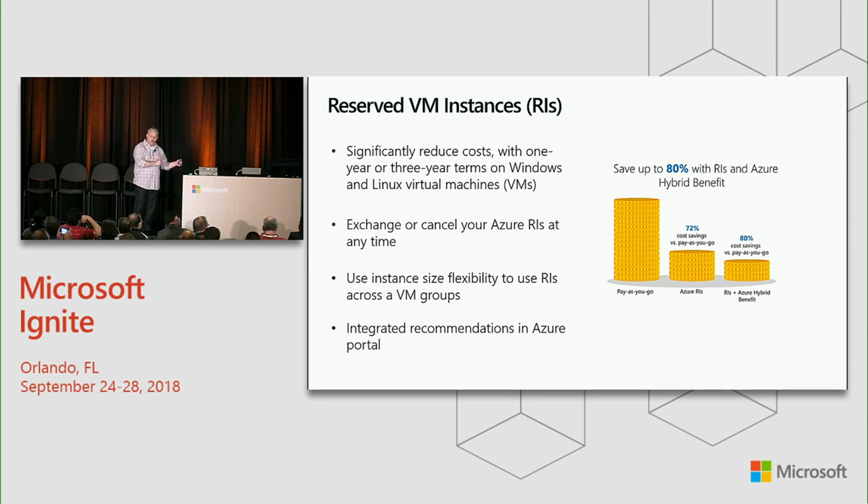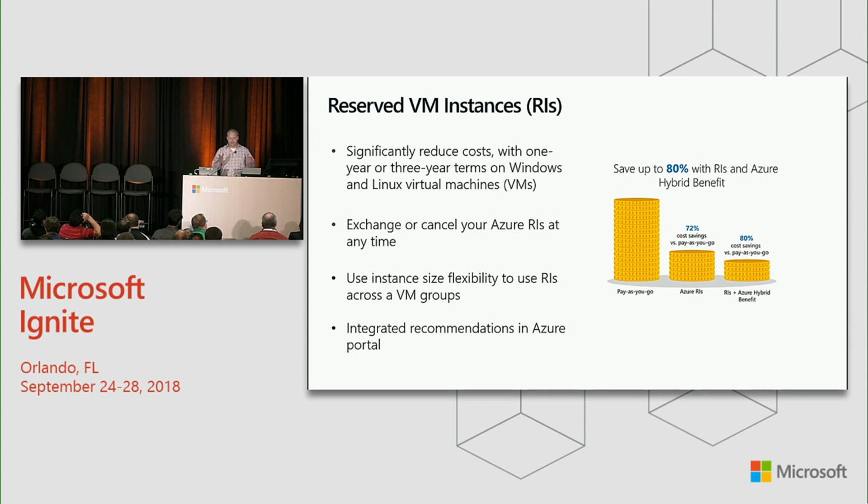Couple that together with the hybrid benefit, and you can actually see an 80% discount off of running those VMs constantly in Azure at full time. Initially when we launched this, you had to buy a specific size of VM and it only supported that VM size. We've now introduced what we call instance size flexibility, and that allows you to apply that reservation to any VM in the family. So for example, if you bought an RI for a DS4 VM, you can apply that to anything in the DS family that's the lower memory of that.